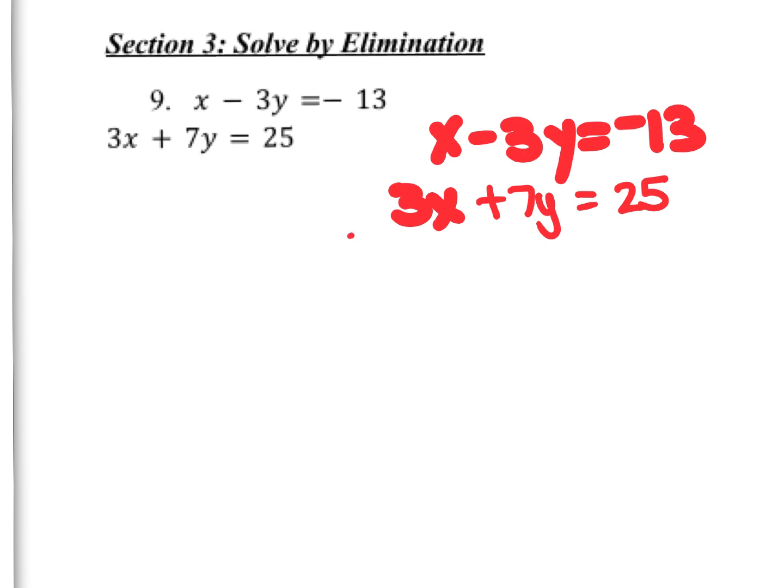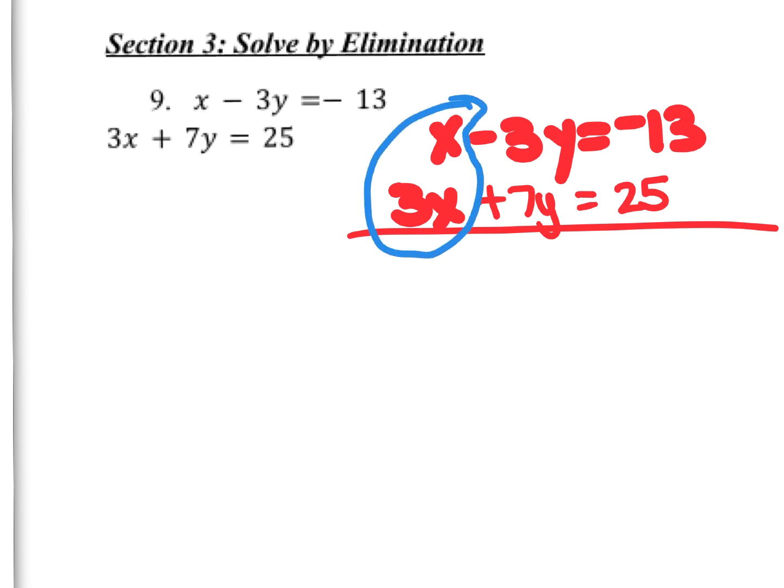Okay, so now looking at both of these, my goal is I need to eliminate one of these variables because I want my x or my y to cancel out. Looking at both of them, I'm thinking that it is going to be my x that is going to be the easiest to eliminate, okay? Because I can just multiply the very top. In order to eliminate my x's, this should be a negative 3. So how do I make that a negative 3? Well, I just multiply the entire equation by negative 3.